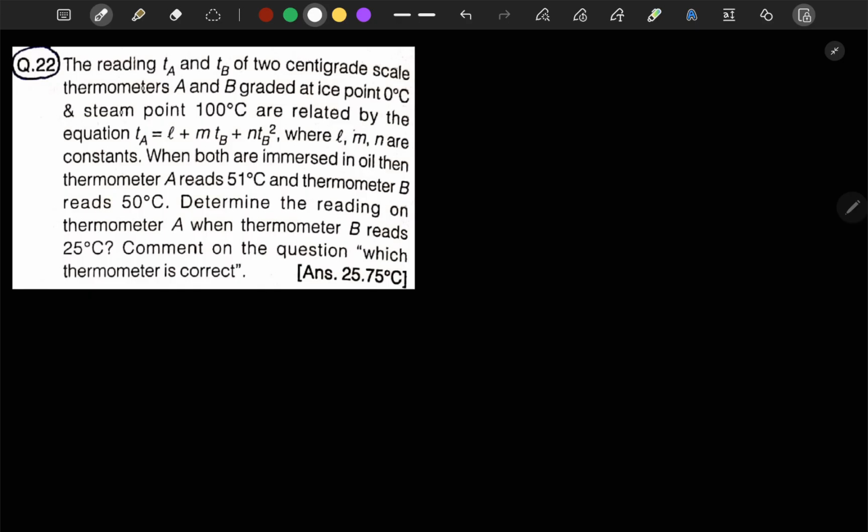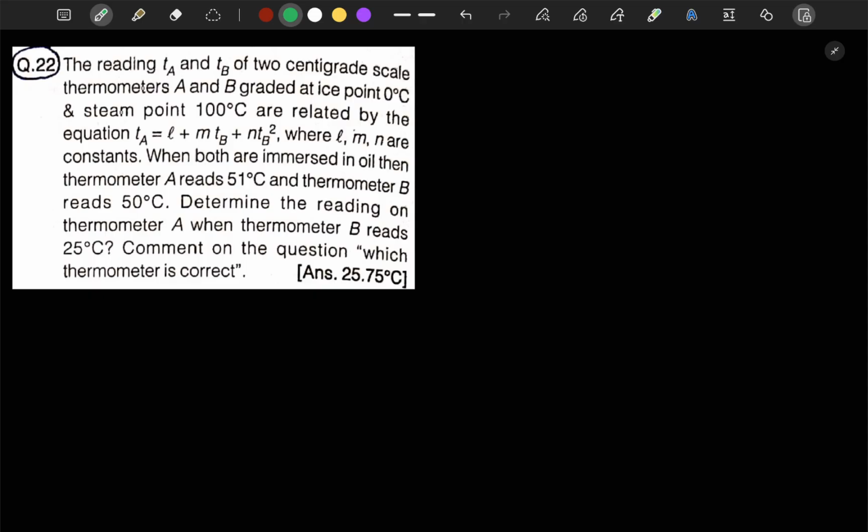Okay, so this is our next question, question number 22. The readings TA and TB of two centigrade scale thermometers A and B, graded with ice point 0 degrees Celsius and steam point 100 degrees Celsius, are related by TA is equal to this, where L, M, N are constants. Both are immersed in oil. Then thermometer A reads 51 degrees Celsius, thermometer B reads 50 degrees Celsius. Determine the reading of thermometer A when temperature B is 25 degrees Celsius.